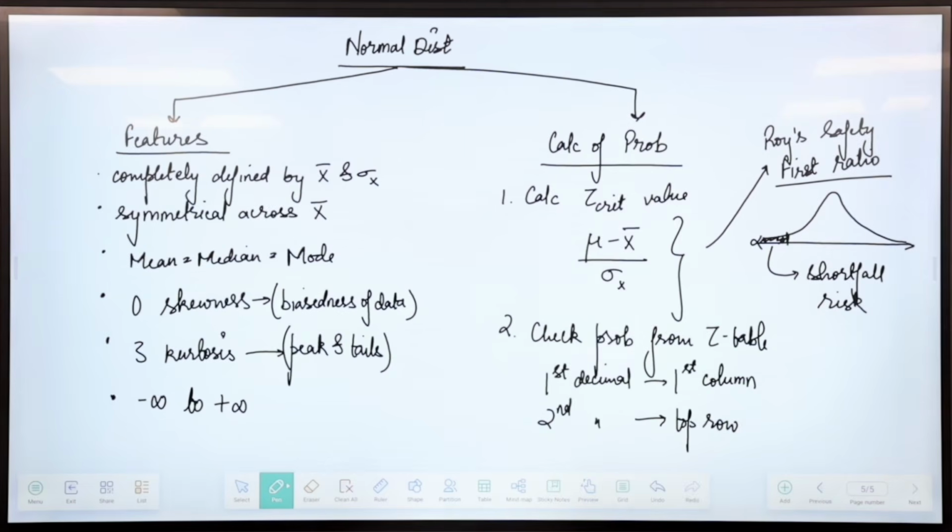So if you do a reciprocal of this Z critical value, you will get a value which will look similar. You will have standard deviation in the numerator, mean in the denominator. Higher the ratio, lower the shortfall risk will be, because as your ratio increases, the area left on the lower side will start to fall. So less and less chance of you having returns less than your threshold level. All right.